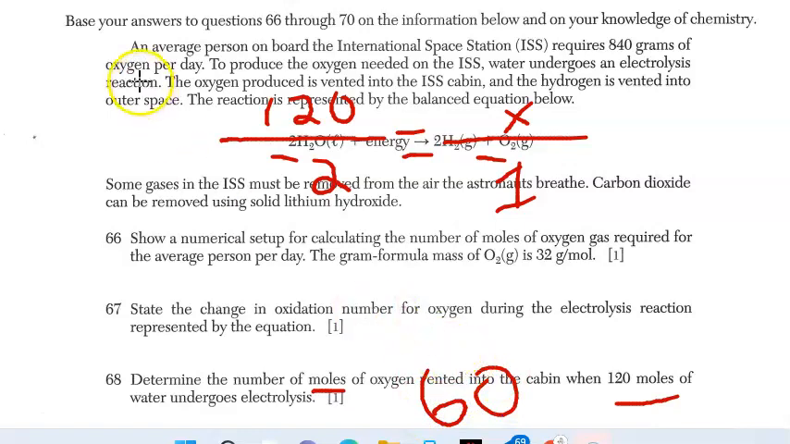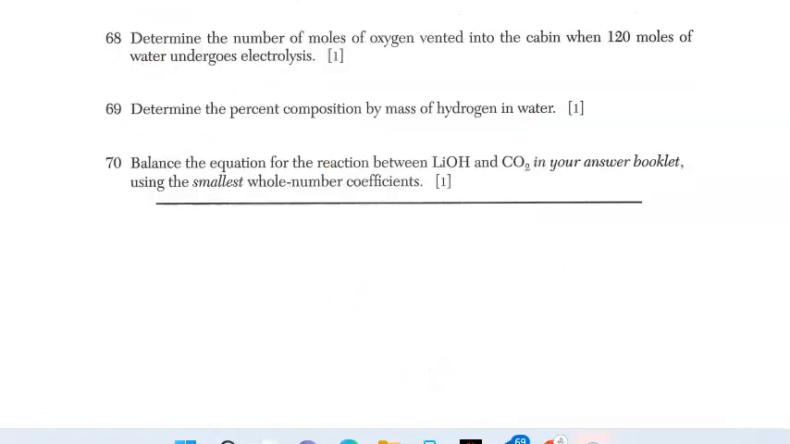So far, so good. Let's go to 69. Okay, 69, we're going to do percent composition by mass of hydrogen in water. We have our formula for water as H2O.